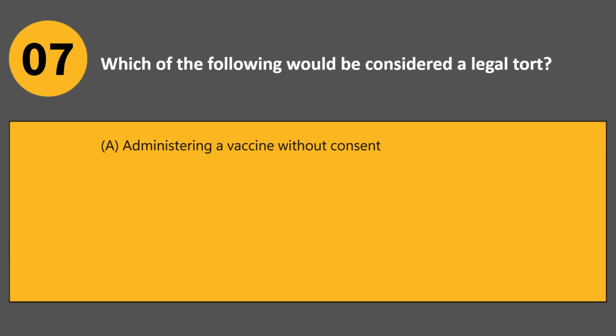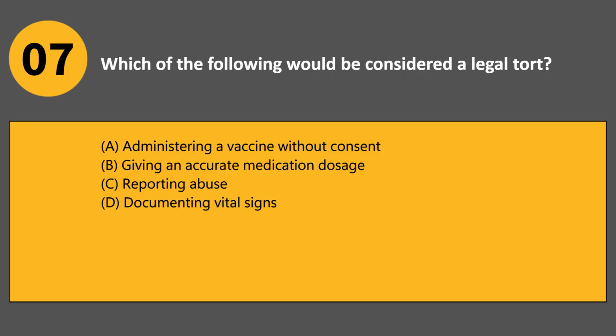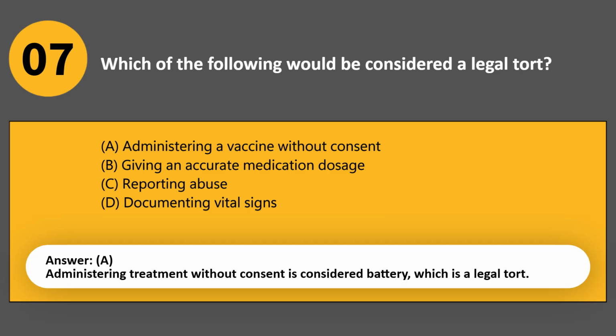Which of the following would be considered a legal tort? A. Administering a vaccine without consent. B. Giving an accurate medication dosage. C. Reporting abuse. D. Documenting vital signs. Answer A. Administering treatment without consent is considered battery, which is a legal tort.